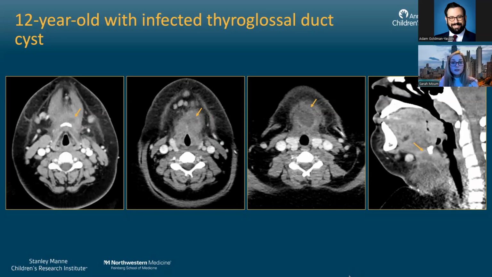This patient went on to get IND, but importantly, the definitive treatment for these patients will be a Sistrunk resection that includes resection of the cyst, the tract, and then the midline hyoid bone. And similar to what we were discussing earlier with the atypical TB infections and the branchial cleft anomalies, it's important to resect all of it to help prevent recurrence.